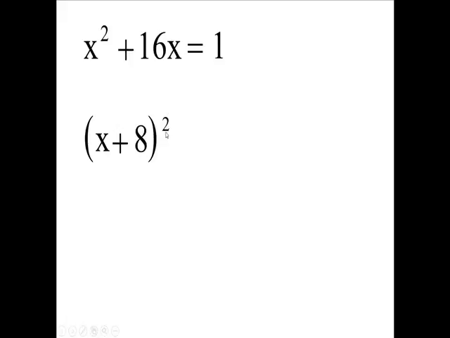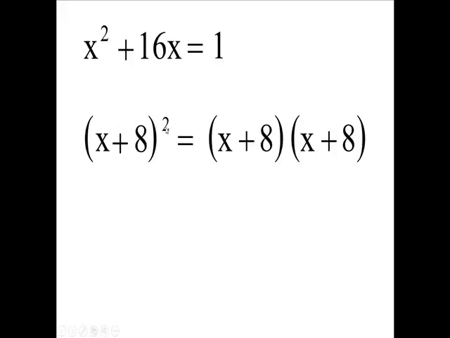When you square this, I copy it down not once, but twice. That's what square means. Now, if you FOIL this, you're doing the first terms, x times x. Then the outside terms, 8 times x is 8x. And then the inside terms, 8 times x is 8x. And the outsides and insides together give you your 16. And then lastly, 8 times 8, the last terms give you 64.